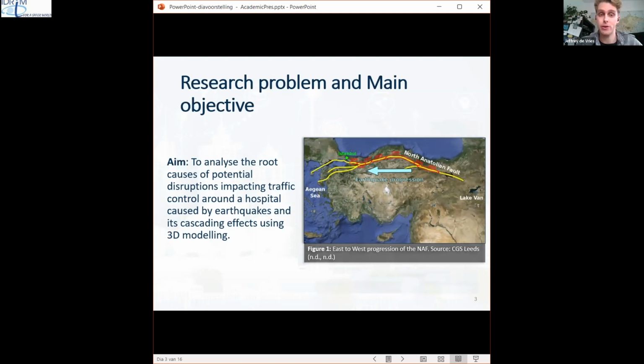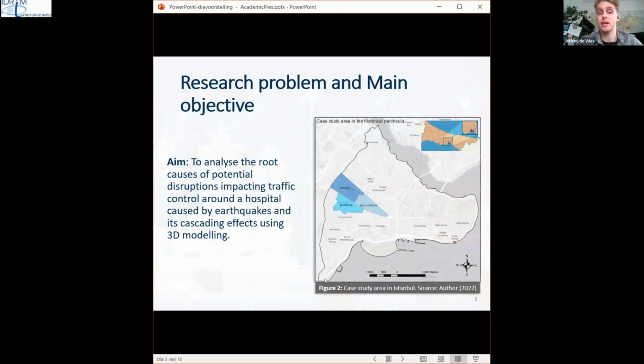For my area of focus, which I've shown here, it includes 3 neighborhoods within the historical center of Istanbul called Fatih, which is very important for its culture, the history, and of course for traffic. Besides this, there is a major hospital located in my area, which of course needs to remain accessible during such an earthquake event for emergency aid. That's why this study analyzed the root causes of potential disruptions that impact the traffic control specifically, such as evacuation and emergency services, using the 3D models.